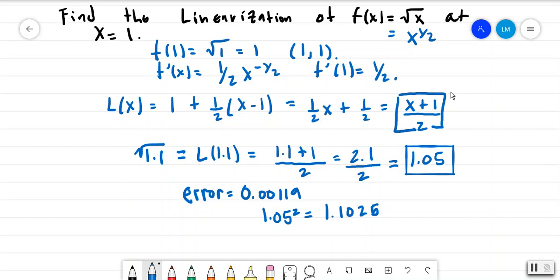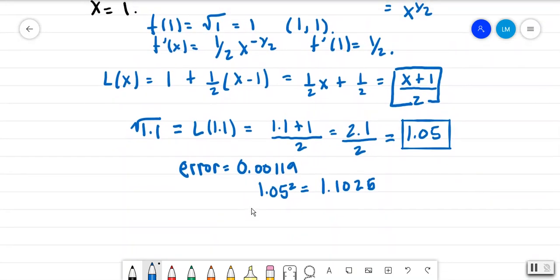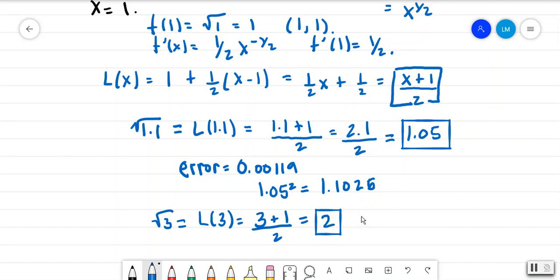Now, notice that you would not necessarily use, for example, the square root of 3. If you were estimating the square root of 3 using your linearization, you'll note that that's going to be (3 plus 1) divided by 2, which is 4 divided by 2, which is 2. Okay, but that's completely way off, because if you look at the delta x for this one, the delta x for 3 and 1 is just 2. This is way too big. So this wouldn't work.